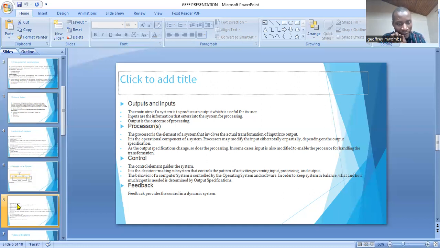Control. The control elements guide the system. It is the decision-making subsystem that controls the pattern of activities governing input, processing, and output. So the behavior of a computer system is controlled by the operating system and the software. I think at this point you know what is an operating system and a software.